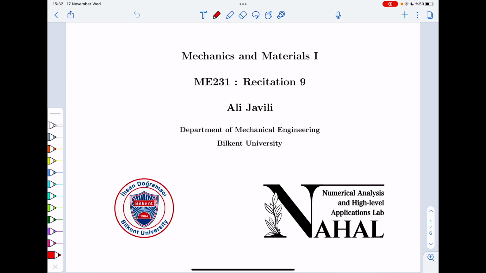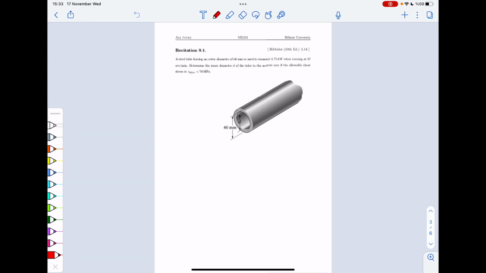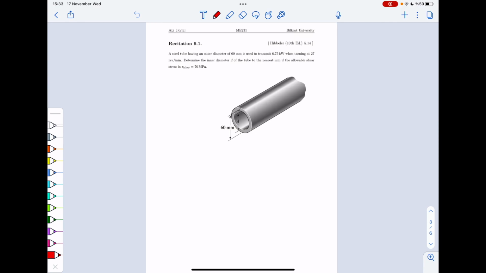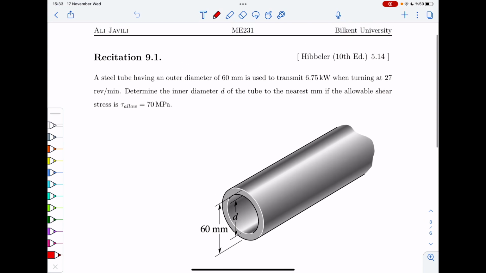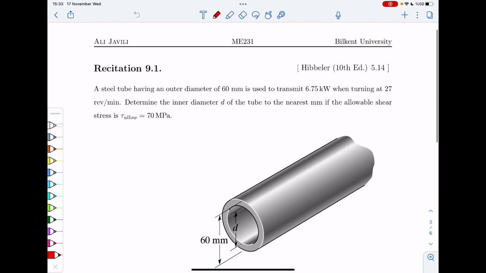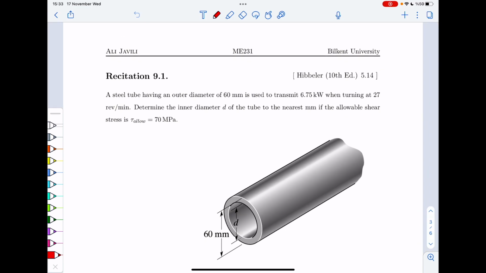Also today we have 4 questions to go through together. This is the first one. All the questions deal with the topic of torsion. So we are done with axial loading, and now today is the first recitation on torsion.